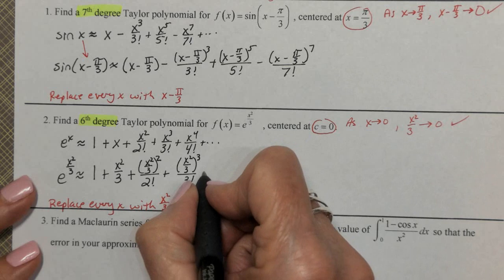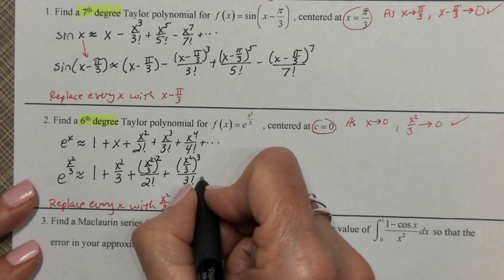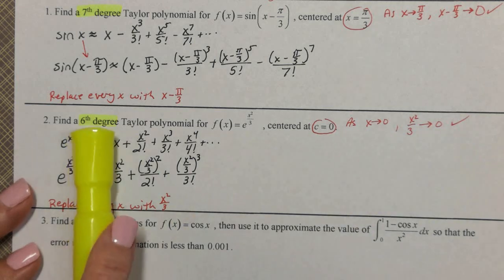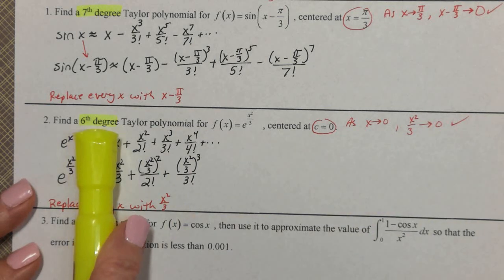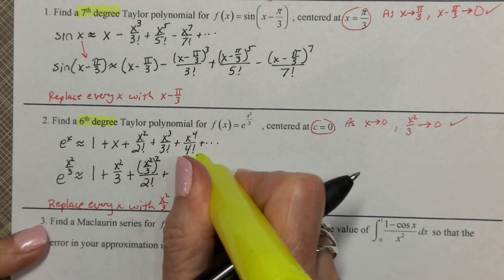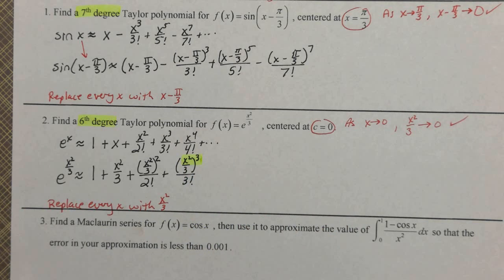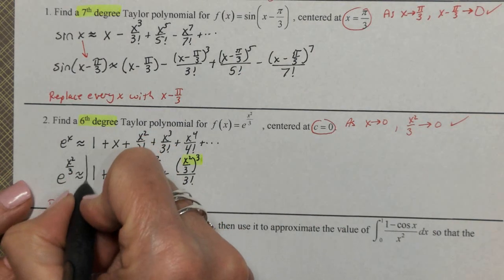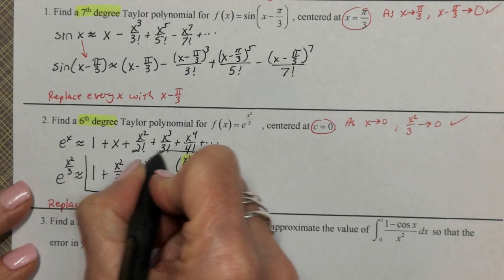Now, I was about to write another one. However, we need to stop at the 6th degree term. And I'm already there because when I have an x squared cubed, that is x to the 6th. So we stop right there. Okay? This would be a safe stop spot. Nothing wrong with stopping right there.